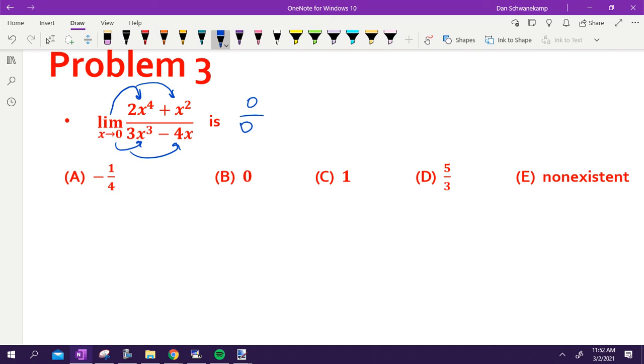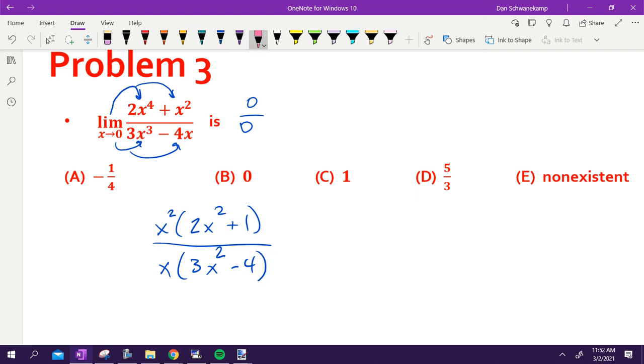On top, I could factor out an x squared. It would leave me with this. On bottom, I can just factor out a single x. That leaves me with this. I factor. Then I'm going to cancel. All I can cancel is one of the x's because I have x squared on top and an x on bottom. Then I factor, I cancel, and finally I plug back in.